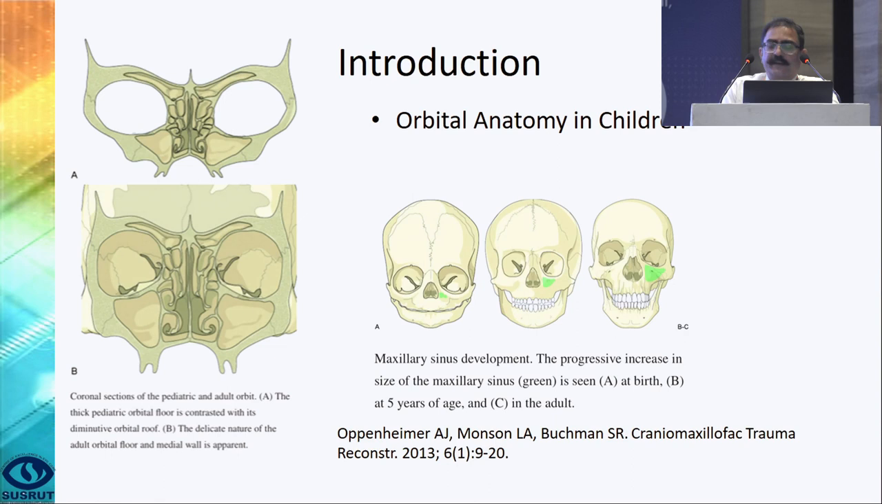That is one. The second is, because the cranium is much larger, these children actually present with cranial fractures or roof fractures in the first 5 years of their lives. Okay, 5 to 7 years. And then once the maxilla starts developing at 7 is when the forces are redirected and you get more fractures of the floor of the orbit.